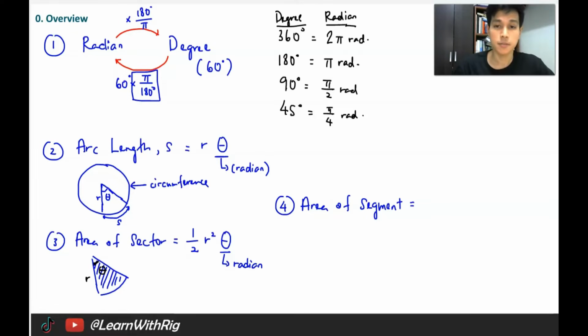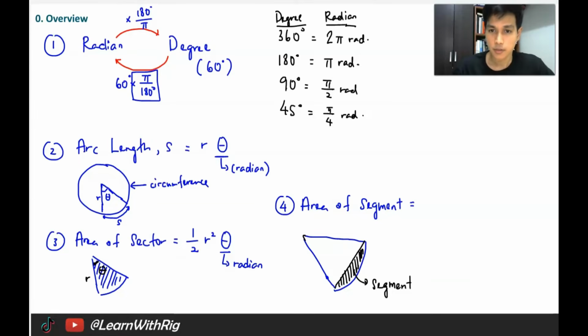By the way, what is a segment? Imagine you have a sector here. This is a sector. The segment is when you draw a line between this point and this point. Key thing, it has to be from this point to this point. Draw a line here. This place here is called the segment. Please take note, the segment is between this corner and this corner.